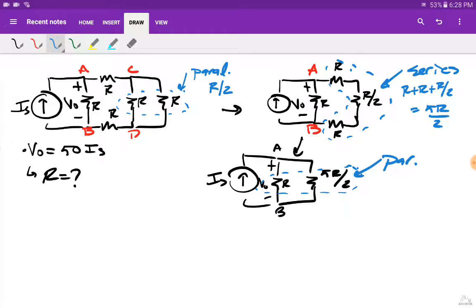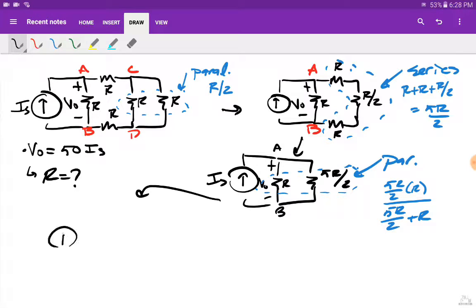So what I'm going to have is, oh man, the parallel connection is going to give me 5R over 2 times R over 5R over 2 plus R. All right. And that's a mess, but it's okay.